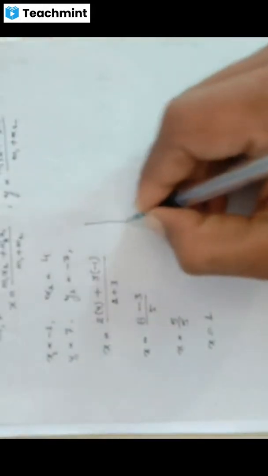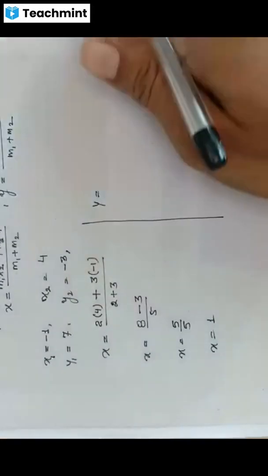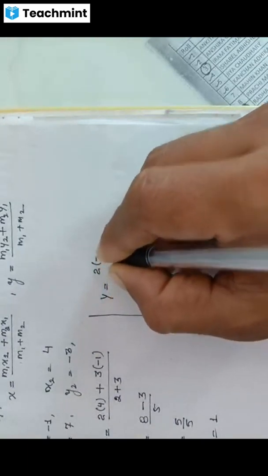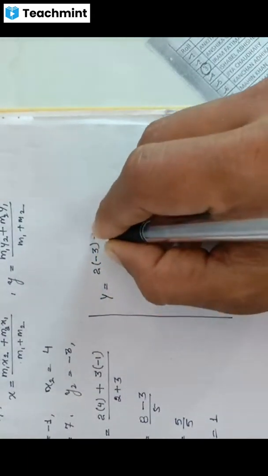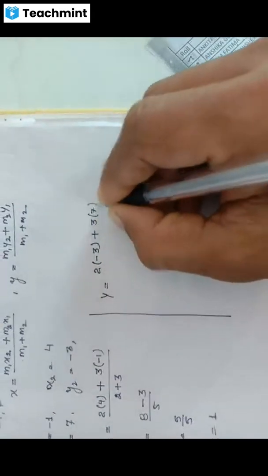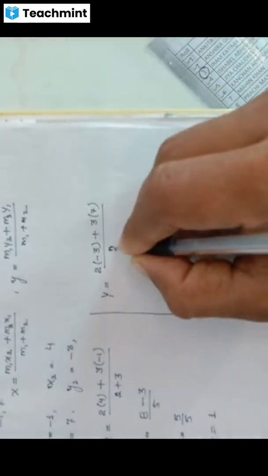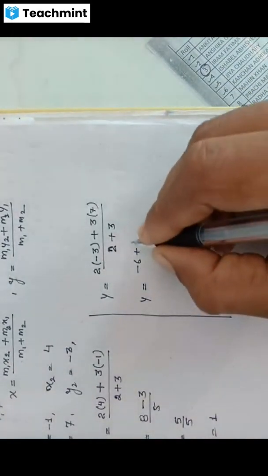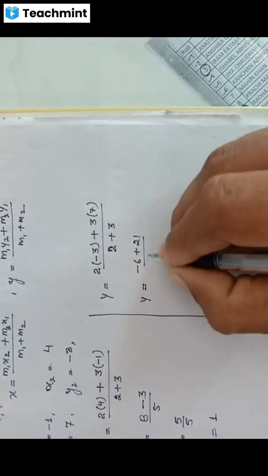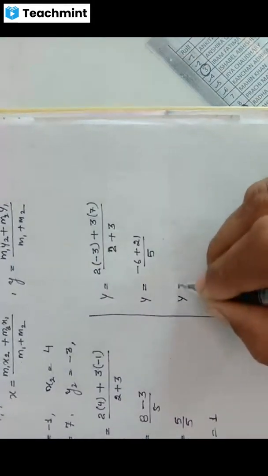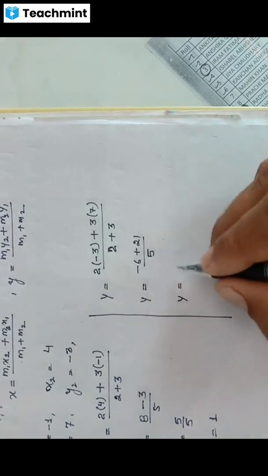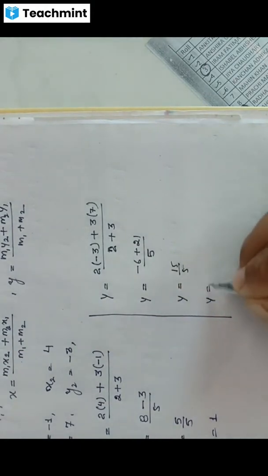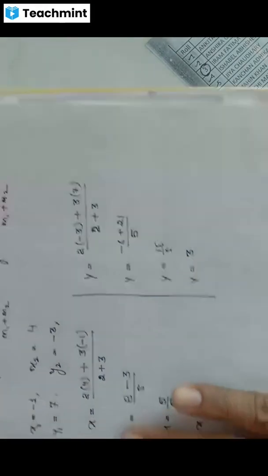In the same way we will see the value of y. So m1 is 2, and y2 is -3, plus m2 which is 3, and y1 is 7, upon m1 which is 2 plus m2 which is 3. Y is -6 plus 21 upon 5. So y is equal to 15 upon 5, which is 3. So y is equal to 3. So this is the section formula.